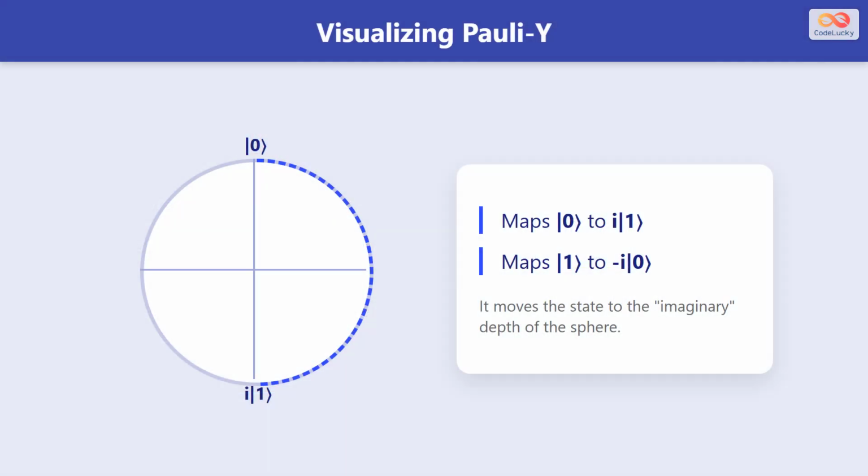Visually, the Y-gate rotates the qubit 180 degrees around the y-axis. This moves the state from 0 to i times 1. It's crucial for manipulating the complex phase of the qubit.